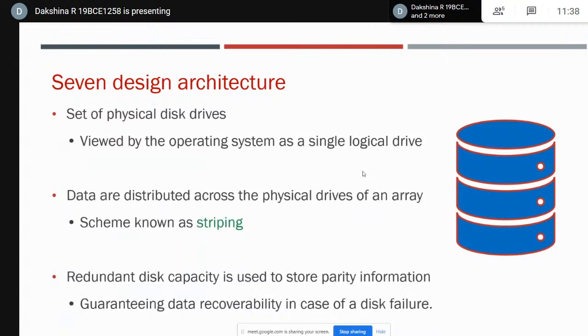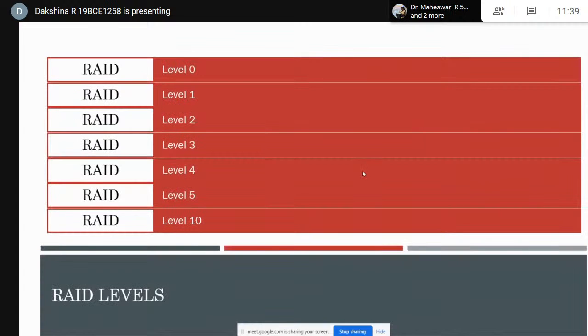And so there are 7 different types of hardware RAID implementation. They're labeled as RAID 0, RAID 1, and the last level, the 7th level, is RAID 10. Usually the 0th, 1st, and 3rd levels are used for high transfer rates, and the 4th, 5th, and 6th are used for high transaction rates. So now we're going to look more into the different levels of RAID.